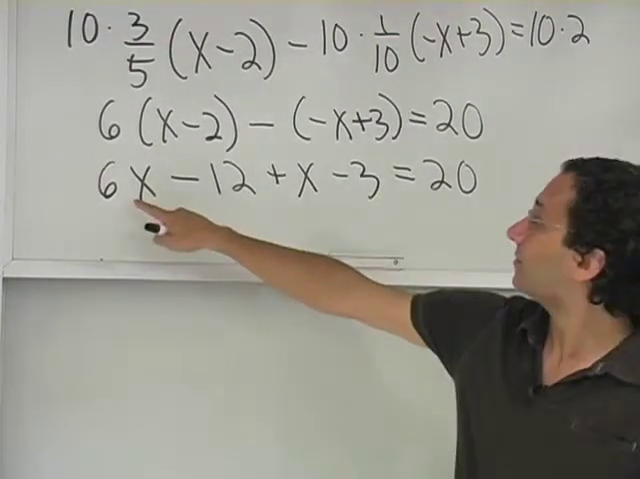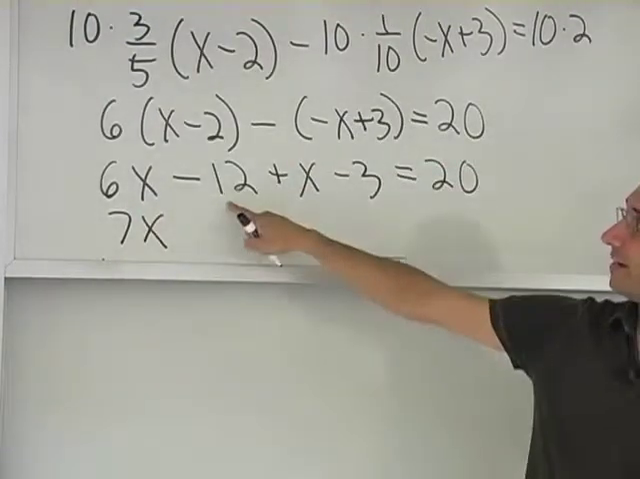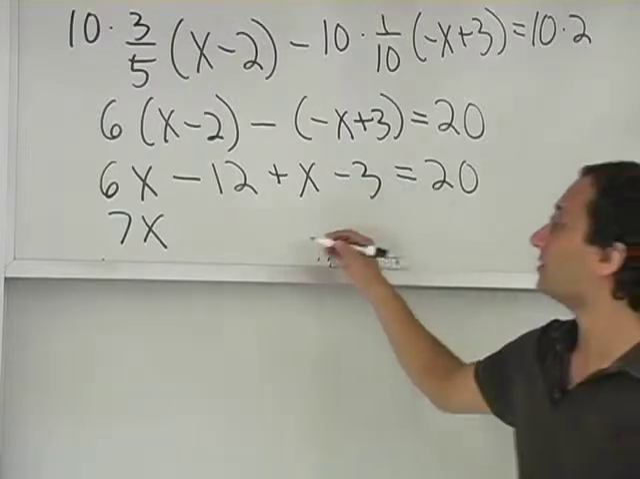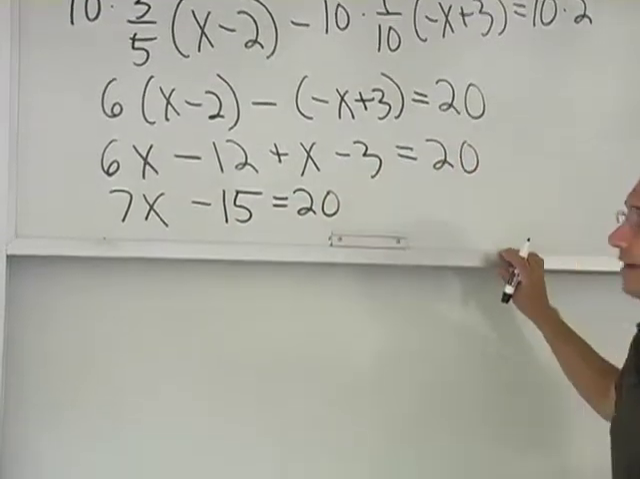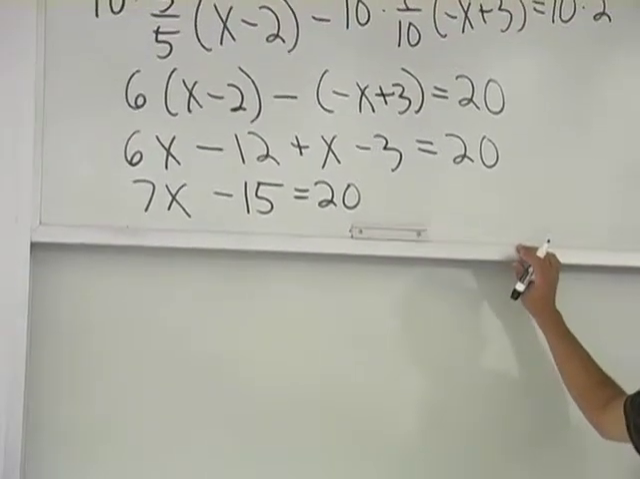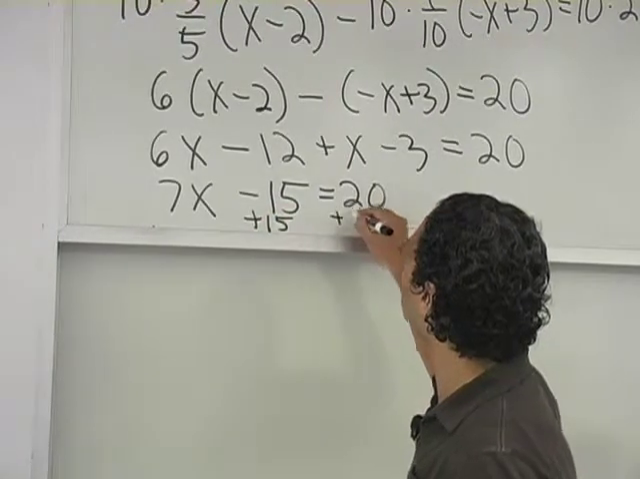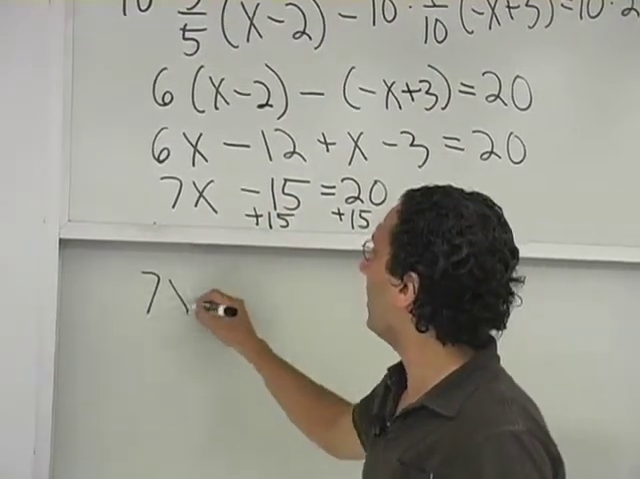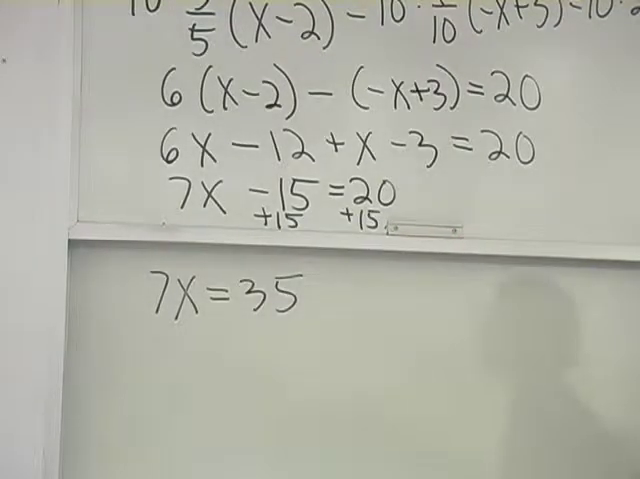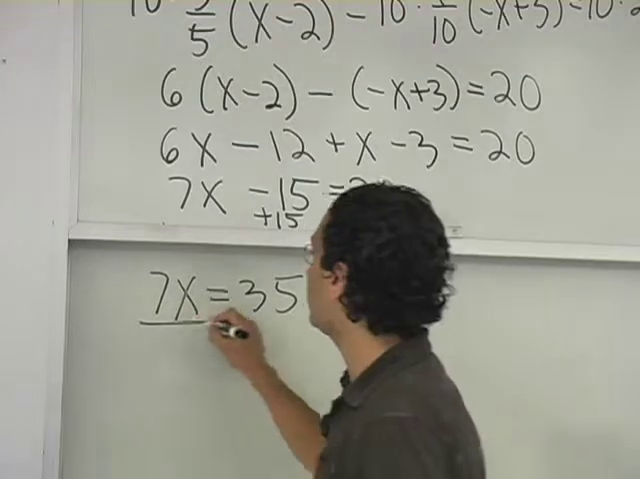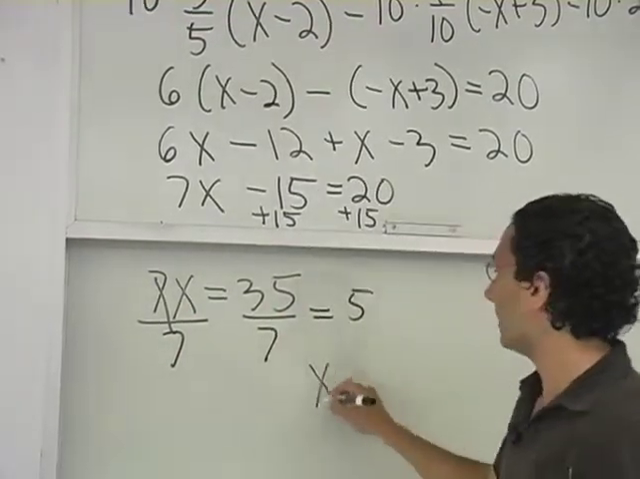Let's combine terms. We get 7x over here. We have a minus 12 minus 3, which is minus 15. And that equals 20 on the right-hand side. Isolating the x, we'll do that by adding 15 to both sides. And we get that 7x equals 35. Finally, we can divide both sides by 7 to get that x equals 5.